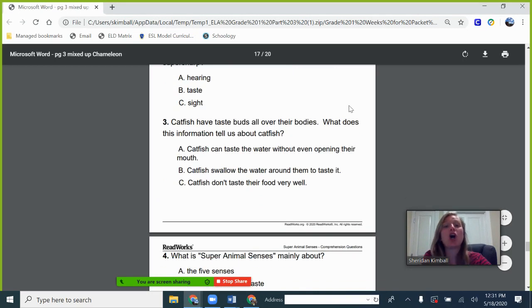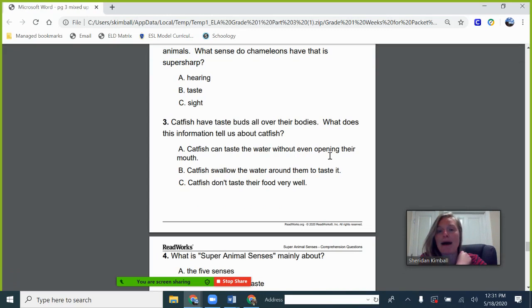Catfish have taste buds all over their bodies. What does this information tell us about catfish? Is it A, catfish can taste the water without even opening their mouth? B, catfish swallow the water around them to taste it? Or is it C, catfish don't taste their food very well? I see the silly answer very quickly.